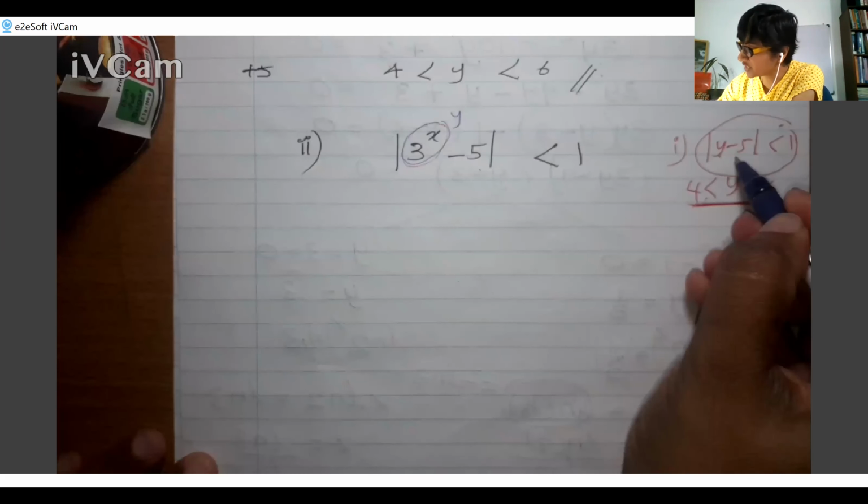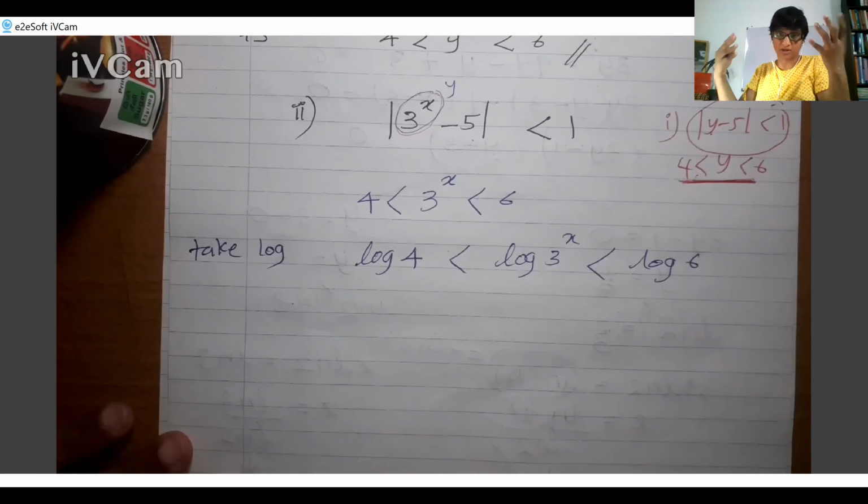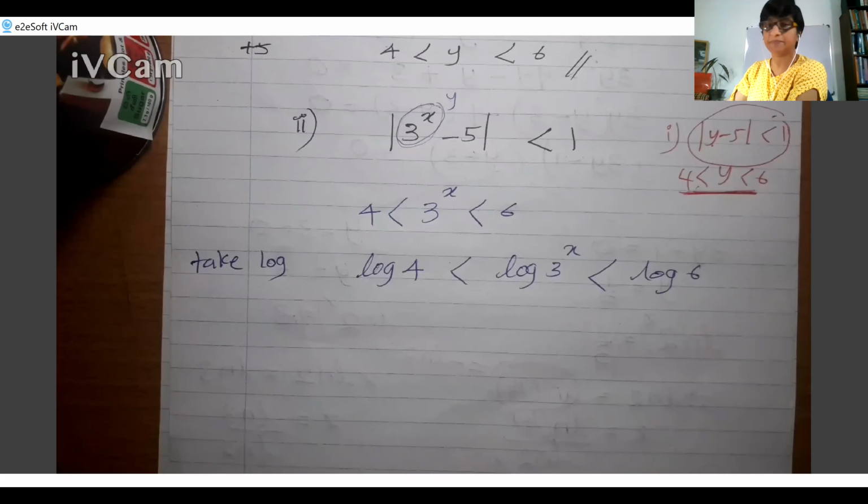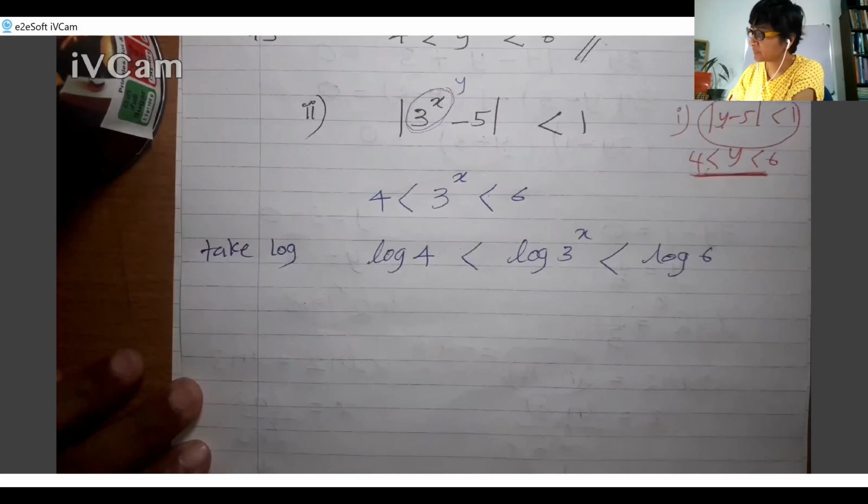What should you do here? Take log throughout. This is an inequality. Take log. So you get log 4, log 3 to the power of x, log 6. Solving inequalities is the same as solving equations. You can do whatever you do as long as you do it to everything throughout, right? This is a double inequality, so still it's the same. You are familiar with this.